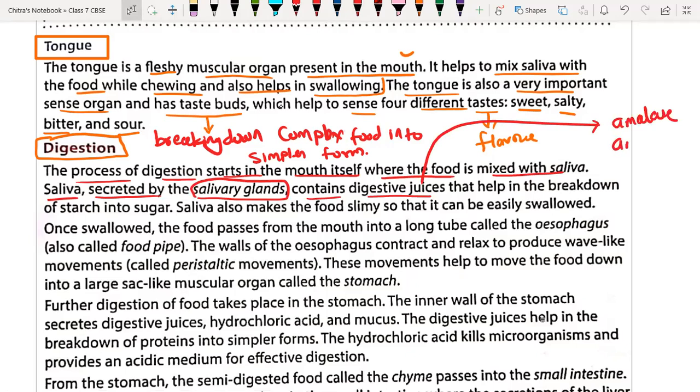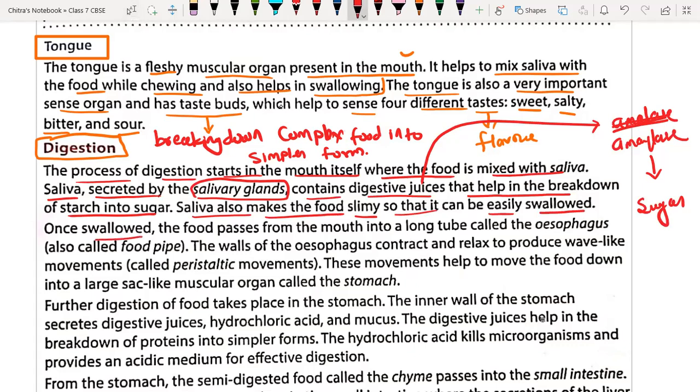A-M-Y-L-A-S-E, amylase. Amylase helps in digestion of carbohydrates like starch, by breaking down starch into sugar. Starch is a complex food, which is broken down into sugar, and sugar is again broken down into glucose and fructose. Saliva also makes the food slimy so that it can be easily swallowed during the swallowing process.